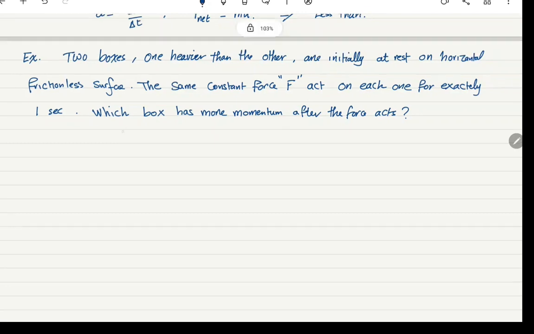Let's see. F net equals delta P over delta T, or in other words, delta P equals F net delta T. Now the only force acting on the boxes is F. So we have here F, and delta T is 1 second. So same force, same time. In this case, delta P will be the same for both boxes. So to answer this one, the change in momentum will be the same for both boxes.